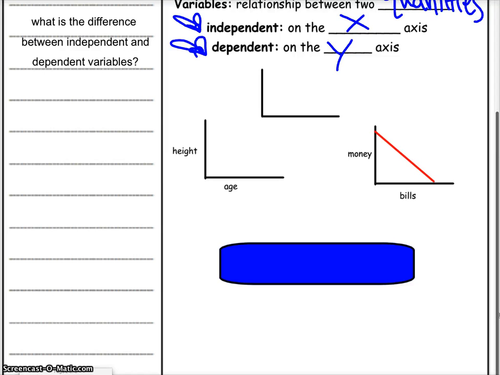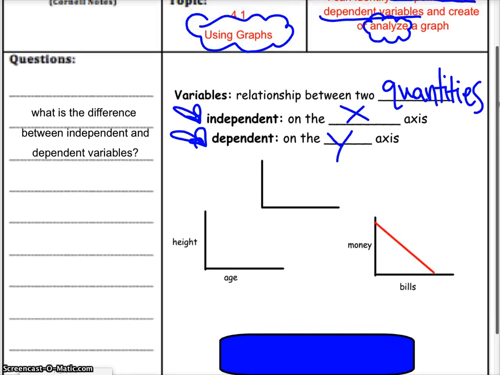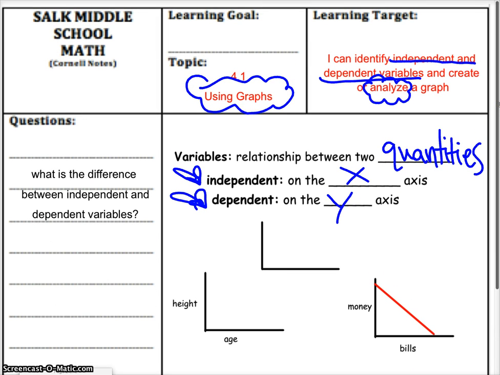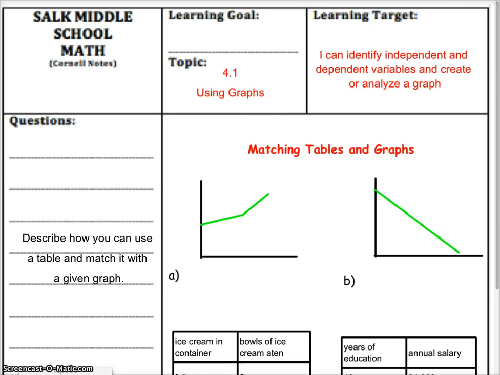Bills and money. Bills is independent. Money depends on how much bills you have, right? Okay, so you don't really need anything there, and it's kind of an overview of it, besides the definitions of the vocab words. All right, next page. Next page.